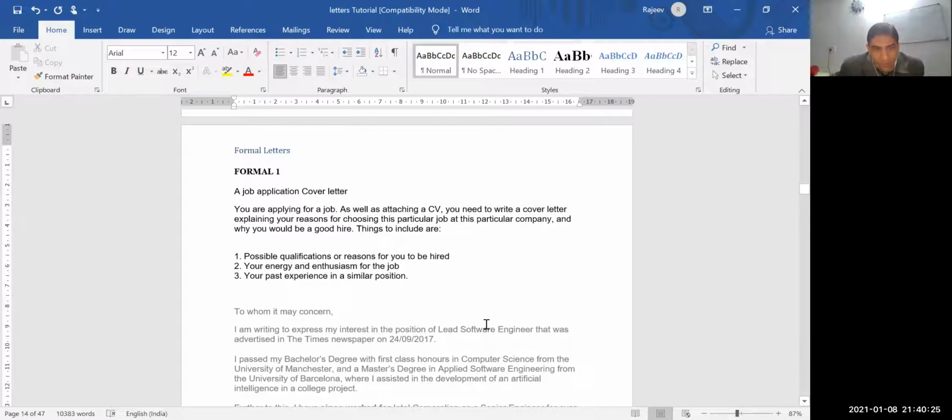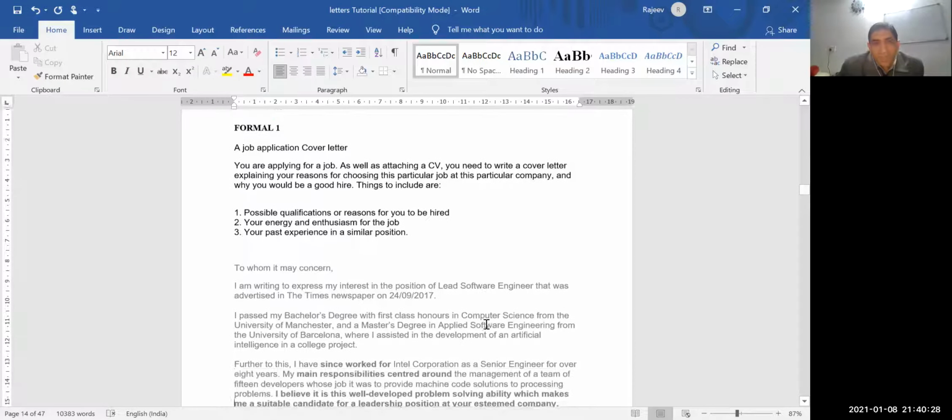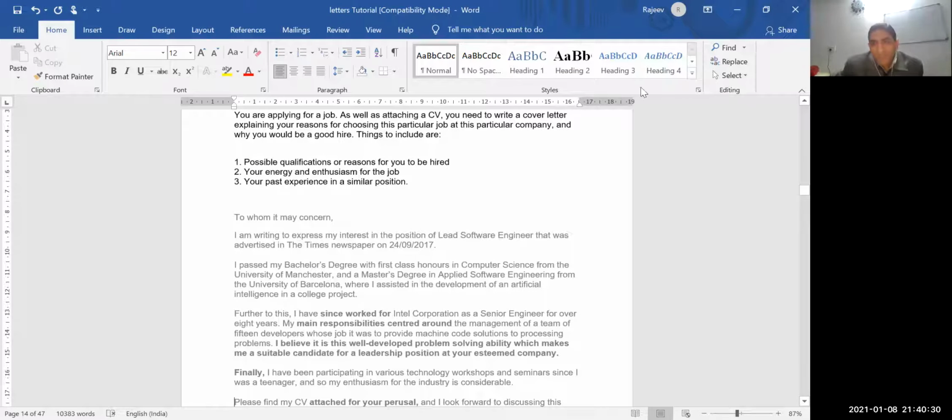Like for example, in this situation, I'm writing to express my interest in. Is this audible to all of you? Yeah, it should be. I'm writing to express my interest in the position of lead software engineer that was advertised in the Times newspaper on this date. Now see, since they have asked for 3 bullet points, there are 3 paragraphs here. I passed my bachelor's degree with first class honors in computer science from this university and a master's degree in applied software engineering from this university where I assisted in the development of an article. So, a little complex sentence is given here.